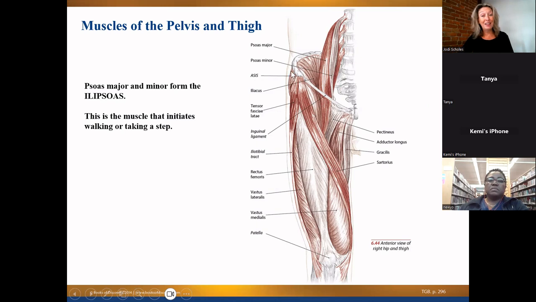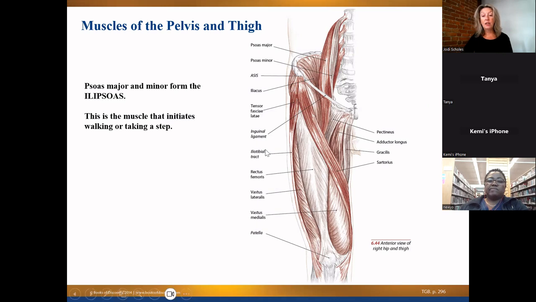Here's the ASIS, right? Anterior superior iliac spine. We'll see a better picture of the iliacus in a moment, but this is coming down into the leg. So here are the quads, right? Vastus medialis, vastus lateralis, quad muscles. Vastus medialis, look where it is. Medial, right? Right here. And then vastus lateralis. Lateral, right?